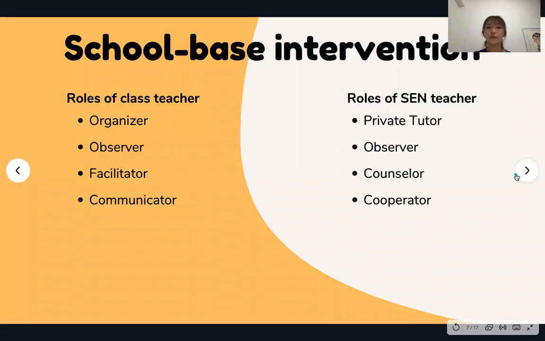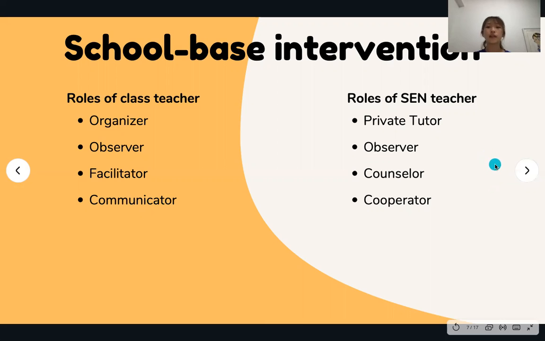And for the school-based interventions, the role of the class teacher will be organizer, observer, facilitator, and communicator. They will need to organize the class in big groups, and they will be the organizer to organize a curriculum plan, and they will need to do some activities with other children too, and they need to communicate with the SEN child's parents, and also the SEN teacher too.